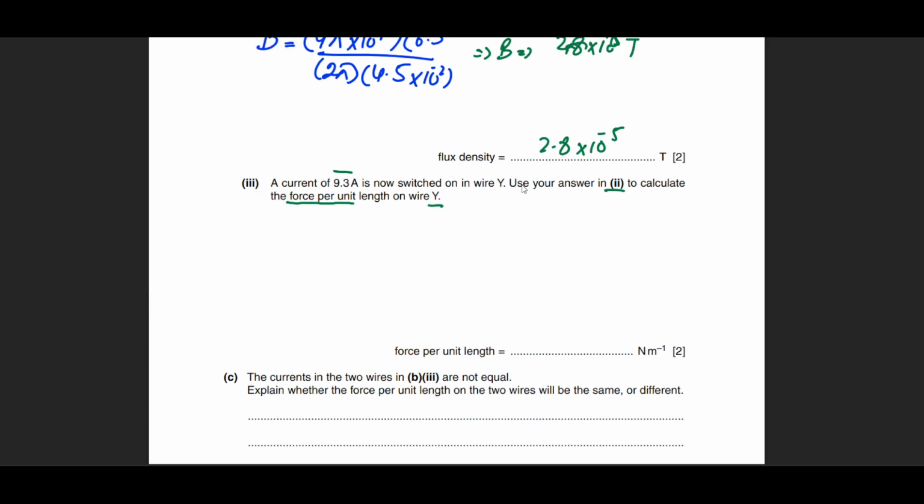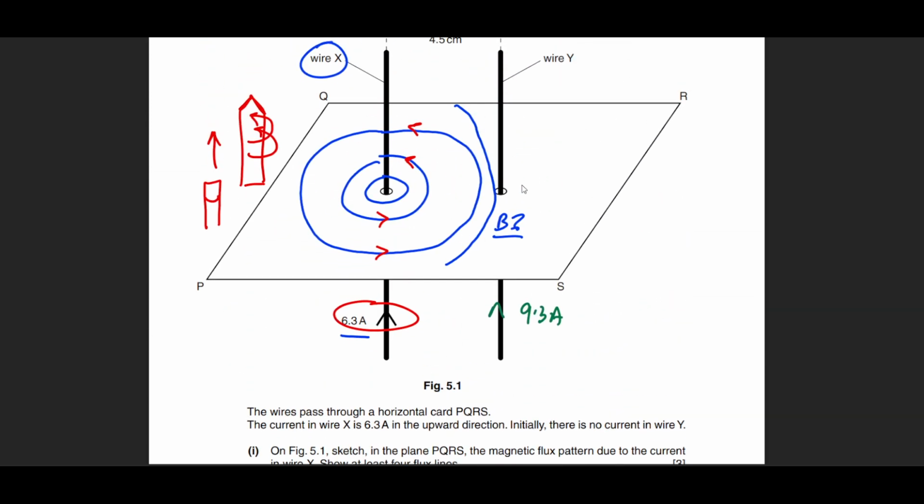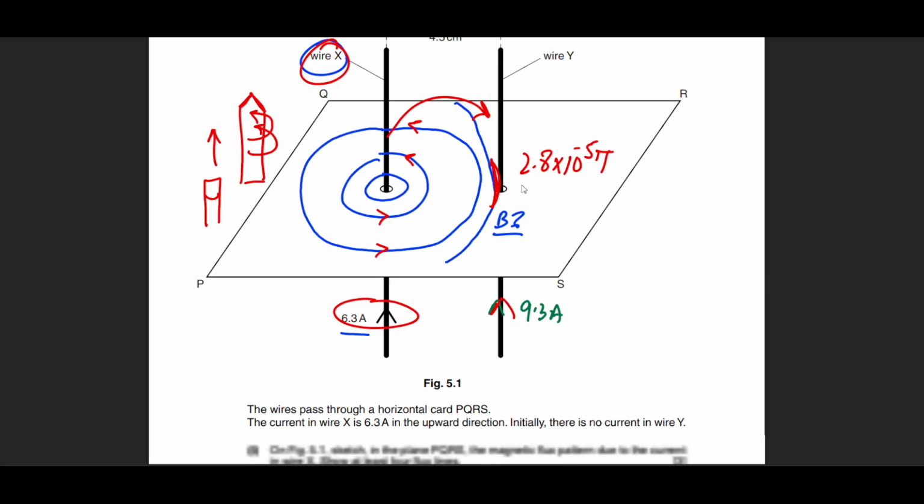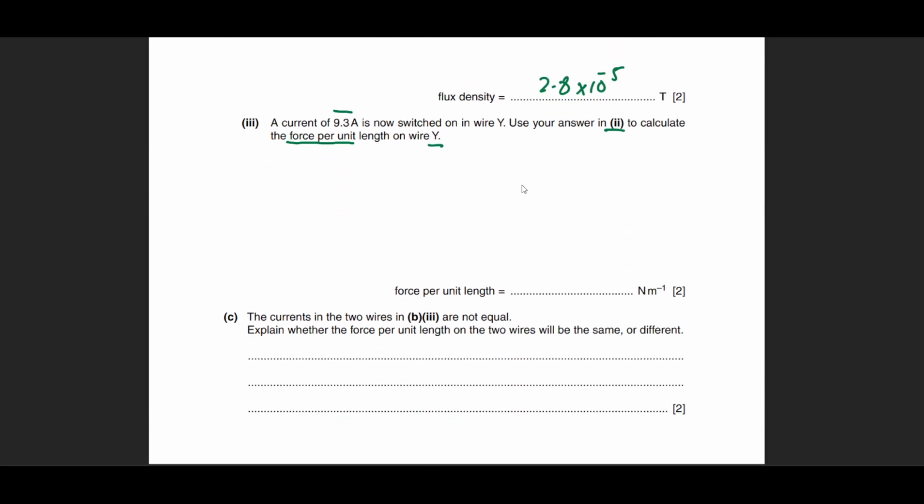No need to worry about this. You see, the magnetic field is because of wire X on wire Y. So at this point, the magnetic field that actually reaches wire Y is 2.8 × 10^-5 Tesla. And now it carries a current in its own wire as well. So what will be the force experienced by this wire?